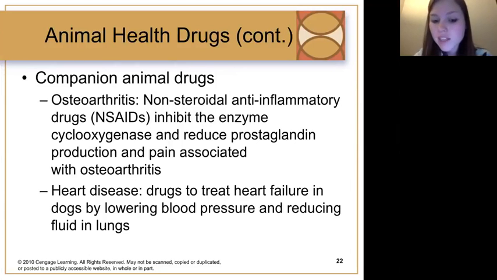For heart disease, there are drugs that can help treat heart failure in dogs just by lowering their blood pressure and reducing the fluid in their lungs. So it takes the pressure off of the heart.